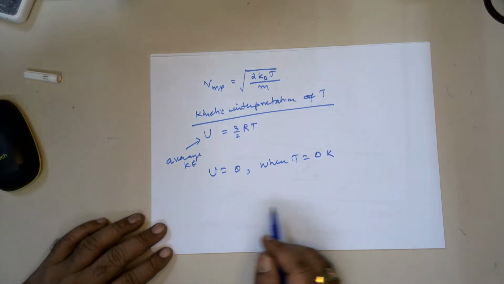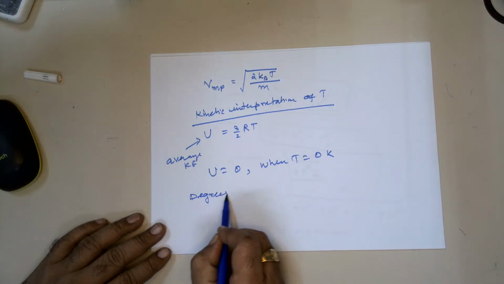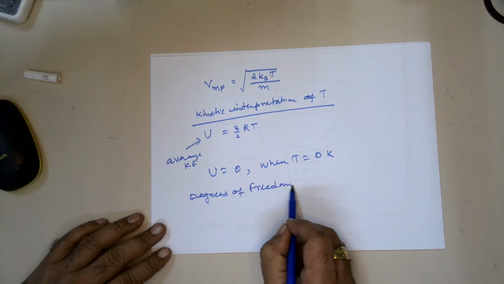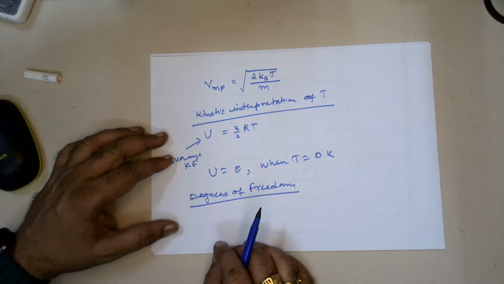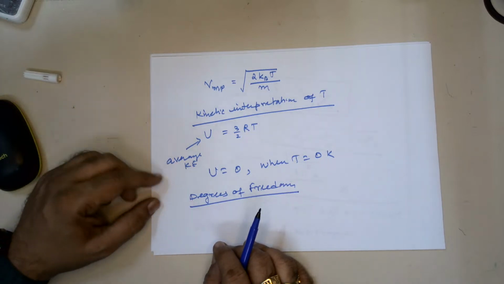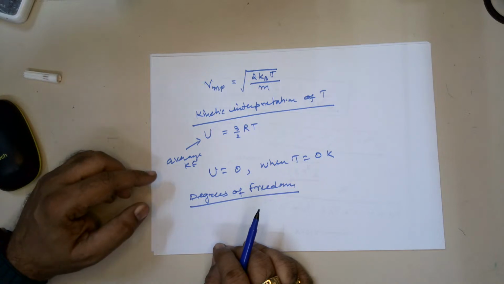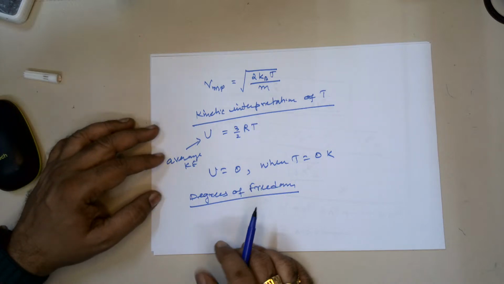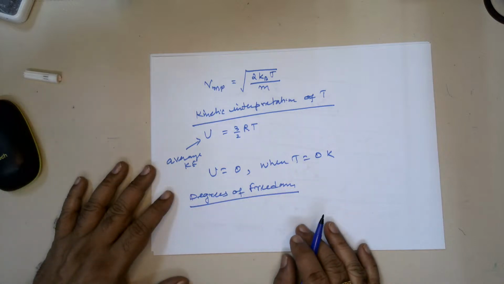Then degrees of freedom. This is another important concept. The total number of independent coordinates required to specify the position of the molecule, or the number of independent modes of motion possible with any molecule. This is called degree of freedom.